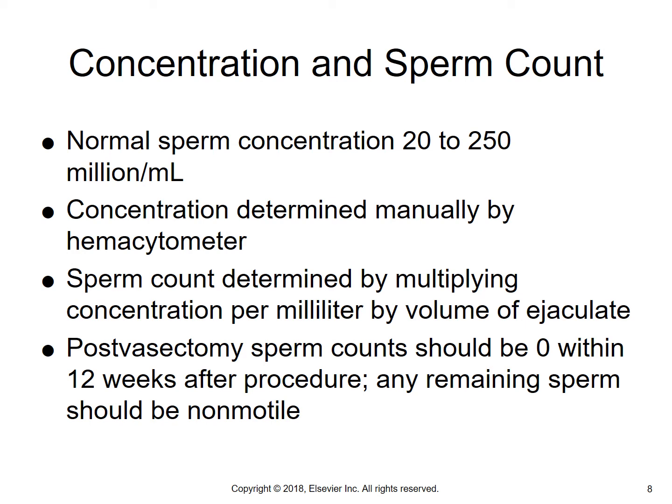So if you are doing a manual count, the concentration is determined by using a hemocytometer with a 1 in 20 dilution. The total number of sperm present is often calculated by multiplying the sperm concentration by the total volume of the ejaculate. Now, post-vasectomy counts are usually done about 3 months after the procedure.